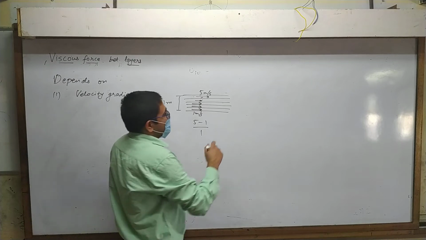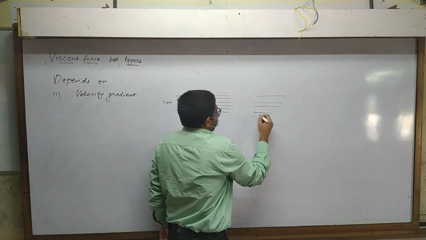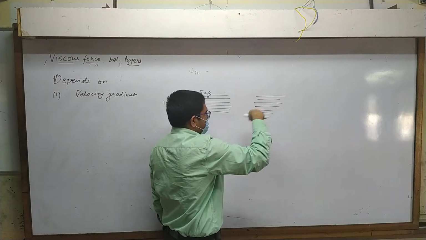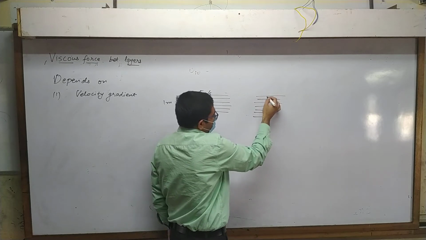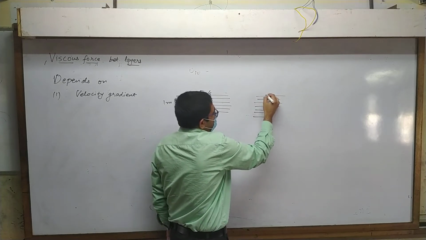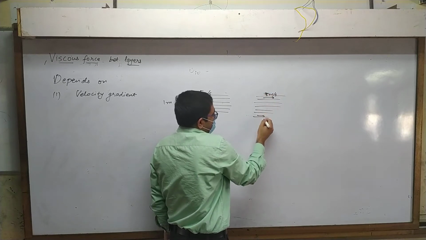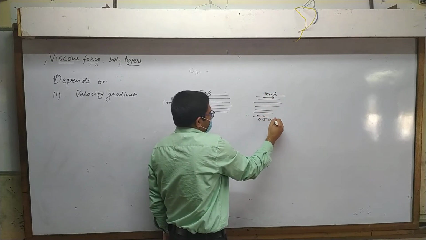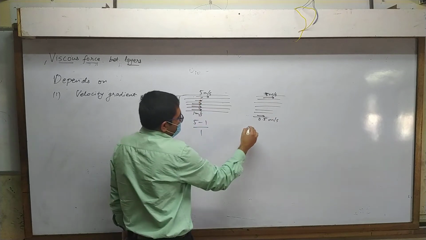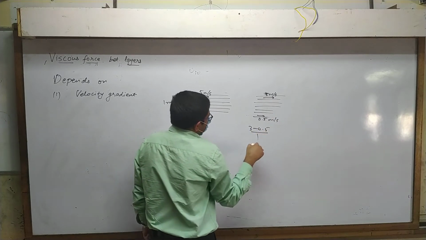But in another case, suppose in the same vessel, same river, same pipe, whatever, it's flowing slowly, so suppose this is only 3 meters per second, and this is half a meter per second, 0.5 meters per second. So then the gradient is as follows.